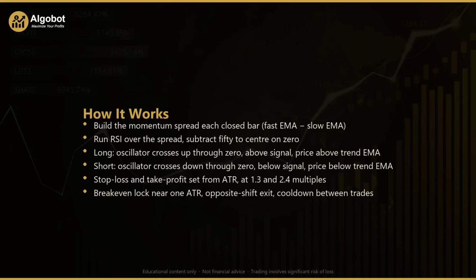There are 2 more layers. An opposite shift exit watches the oscillator continuously. If you're long and the oscillator flips back down through 0, the trade is closed right away, and the reverse for a short. This lets the strategy step aside quickly when momentum strength reverses. Finally, a cooldown of a couple of bars sits between entries so the EA doesn't re-enter on the very next bar. One position at a time, always.